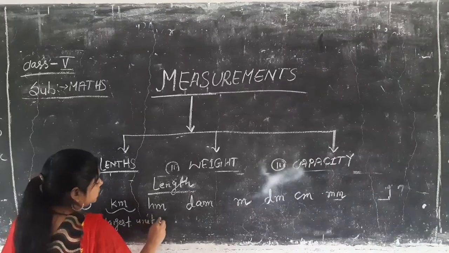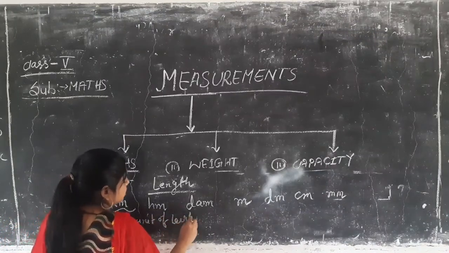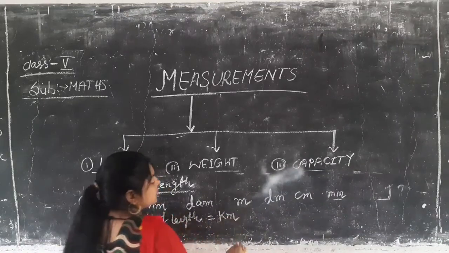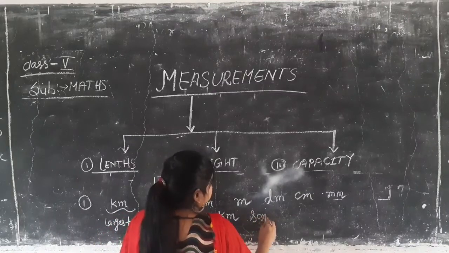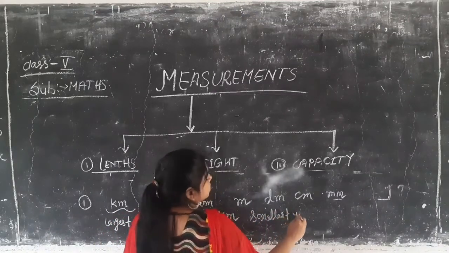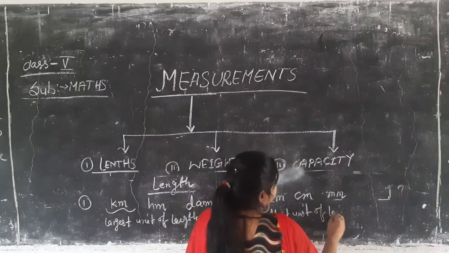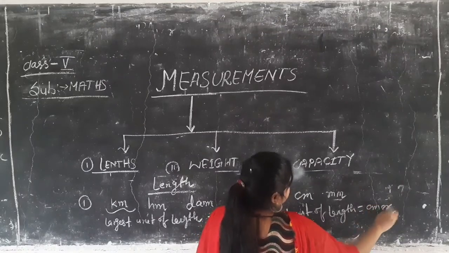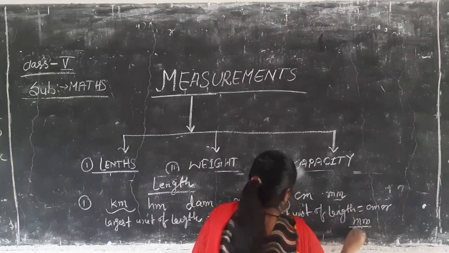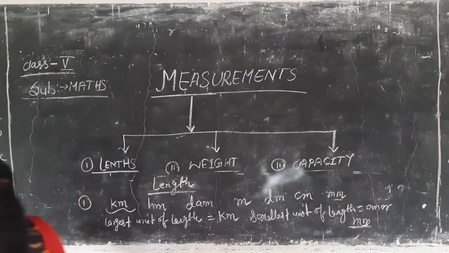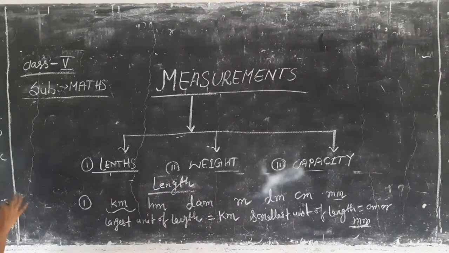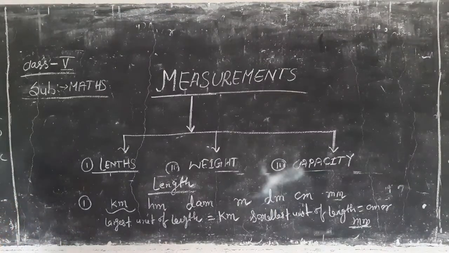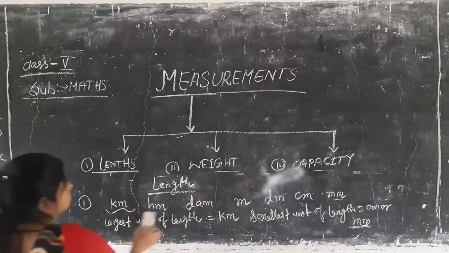The largest unit of length or distance is the kilometer, and the smallest unit of length is the centimeter or millimeter. So millimeter will be the smallest unit of length. So how can we remember it? An easy way to remember is the following statement.